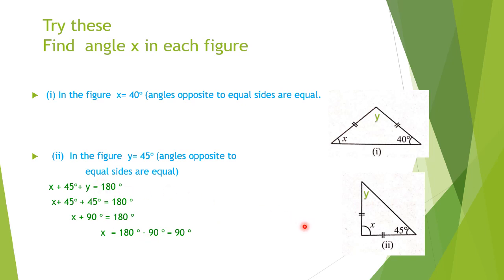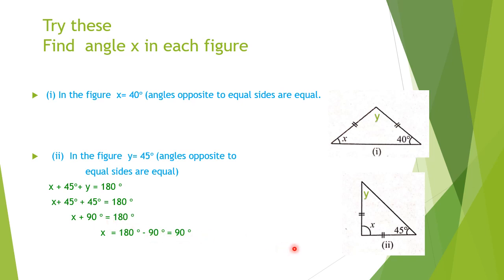Okay, and second line we write as x plus 45 plus the value of y, 45 degree, is equal to 180 degree. And 45 plus 45, adding them, what do you get? 90 degree. x plus 90 degree is equal to 180 degree. Therefore, x is equal to 180 degree minus 90 degree, which is 90 degree.